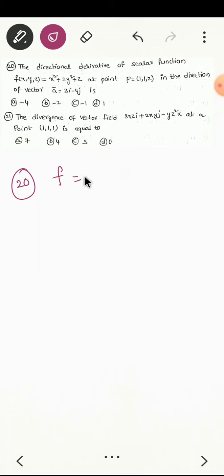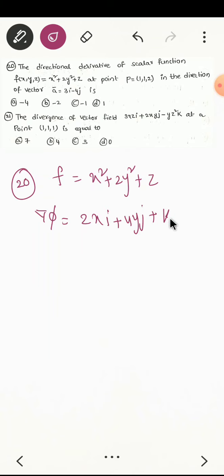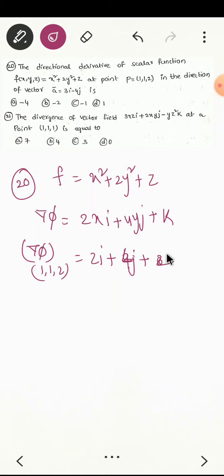Problem number 20, again directional derivative. They have given the function as x square plus 2y square plus z at some point. So del phi I can write as 2x i plus 4y j plus k, because with respect to z it is 1. So del phi at the point 1 comma 1 comma 2 is 2i plus 4j plus k, that's it.